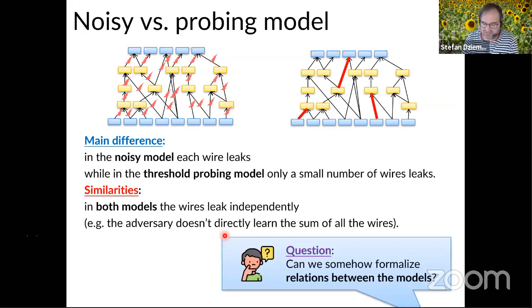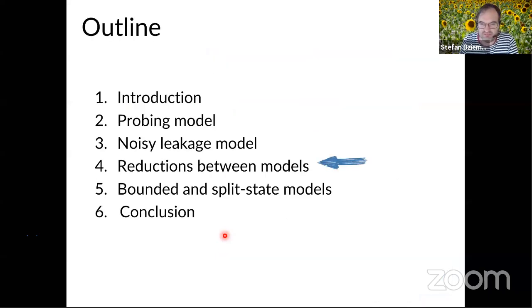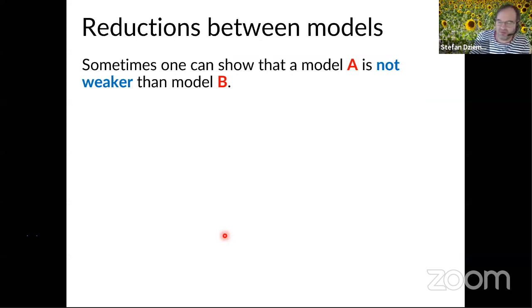But since there are some similarities and differences, maybe we could try to reason about the models and compare them. Maybe we could formalize these relationships of being similar or different, stronger or weaker. This brings us to the next part, which is the reductions between models. That's where I'm going to talk about my paper with Alexandre and Sebastian from a few years ago.